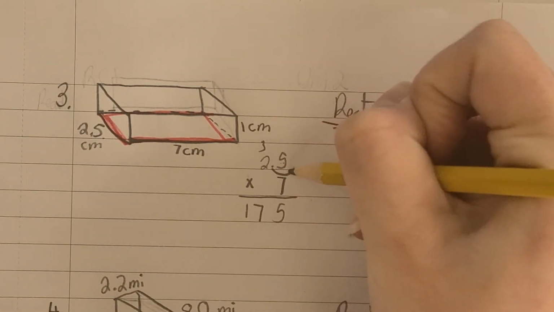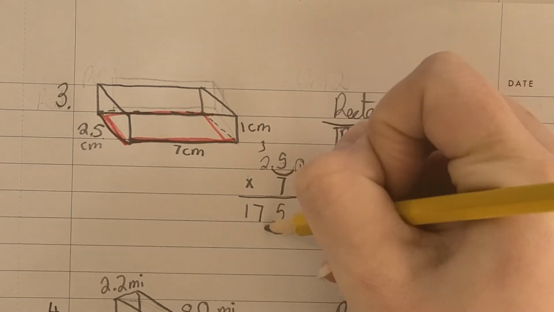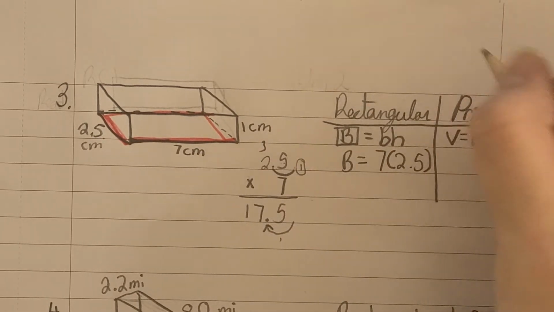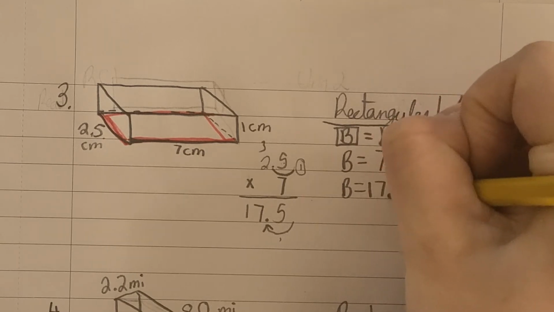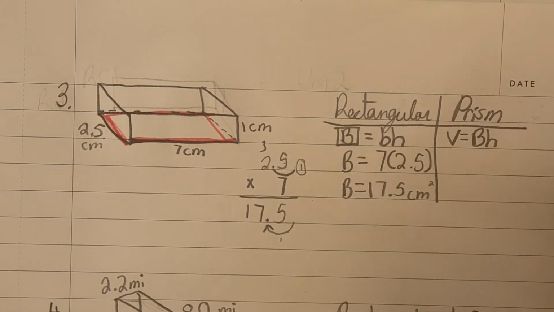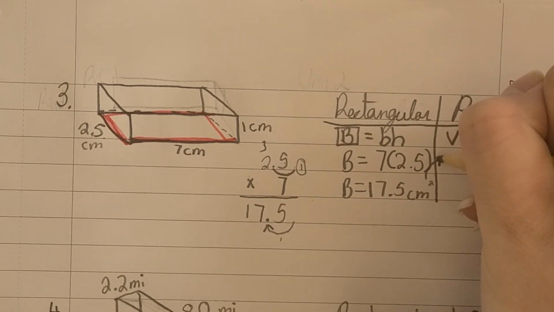And at the end, we just count our decimal places. There's only 1 in the whole problem. So I'm just going to jump it over 1 in the answer. So the area of our base is 17.5 centimeters squared. Okay. And I'm going to raise that up here.